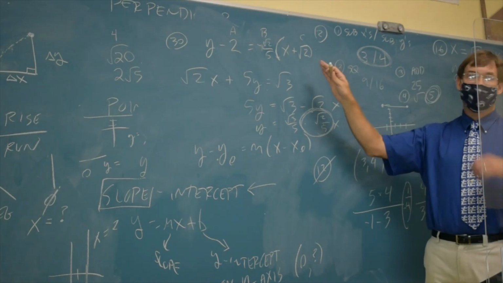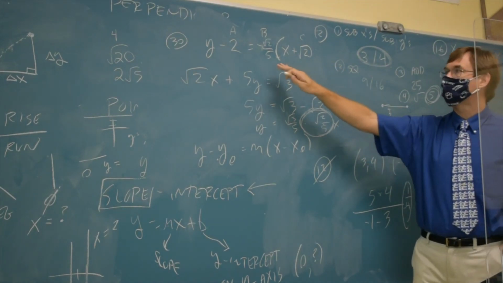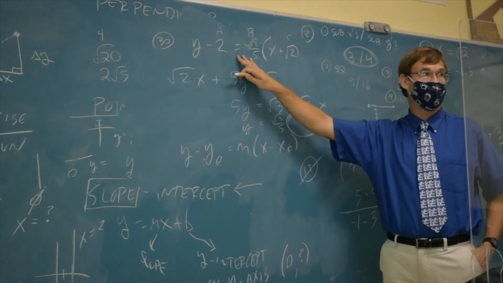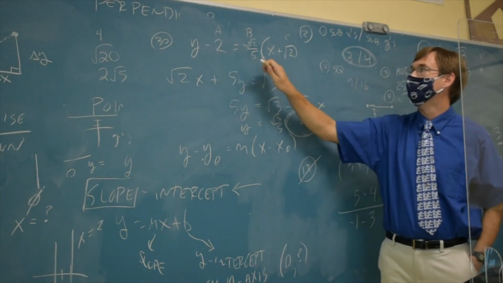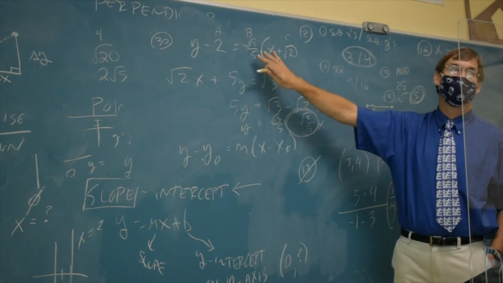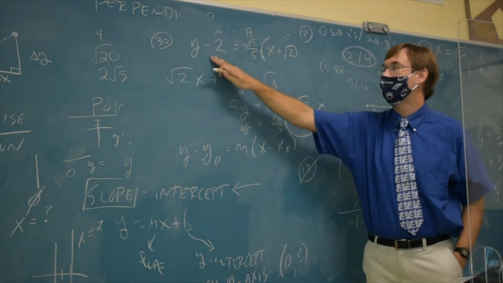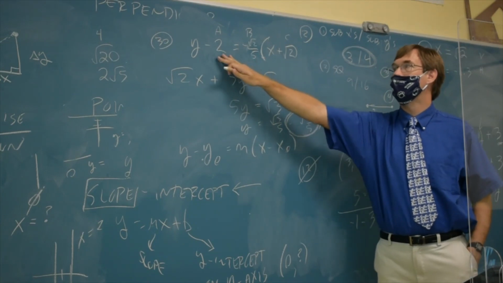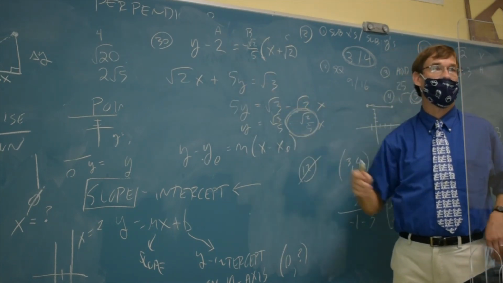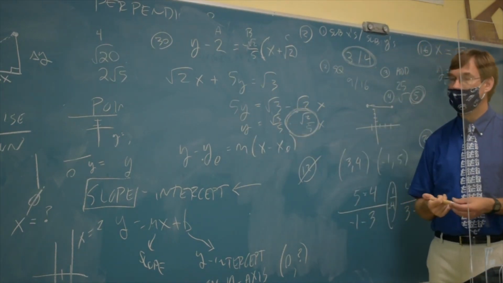And if I looked in the back of the book and this was right, I'd keep it. But if I looked in the back of the book and the y was alone again, I would have to first distribute, and then get the y alone by adding 2. If that's what I had to do, that's what I would do.